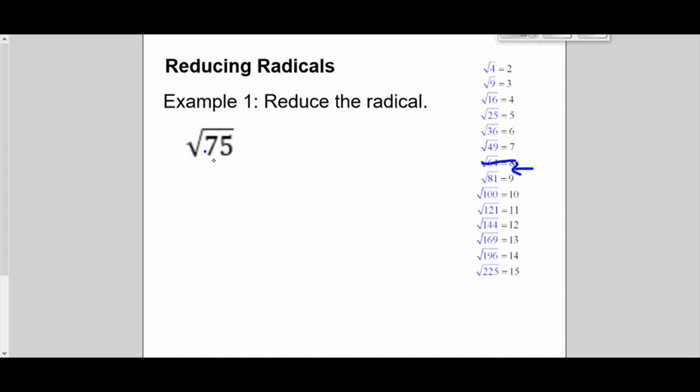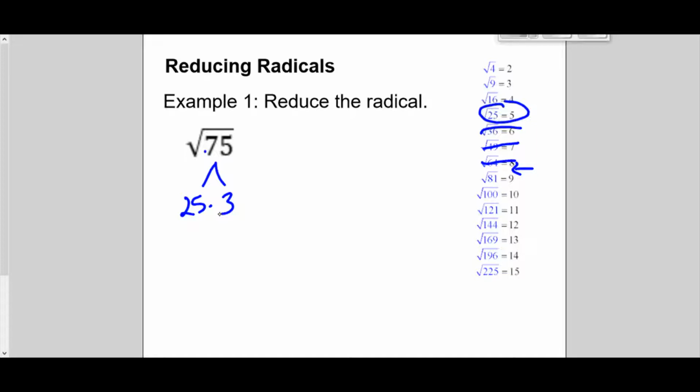I could check 49, it does not go in there evenly. 75 divided by 36, again, it would go in there, but not evenly. And then that leads me to 25. 25 goes into 75 evenly, so I'm going to rewrite this as 25 times 3. The reason I chose 25 as opposed to some other number is because 25 goes in there evenly, and it's the largest square number that goes into 75.